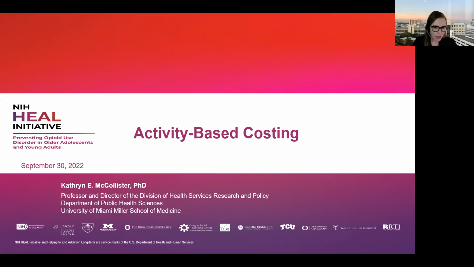My name is Catherine McAllister, and I'm a professor at the University of Miami Miller School of Medicine in the Department of Public Health Sciences. And as Max said, I'm going to talk a little bit more with you about activity-based costing.